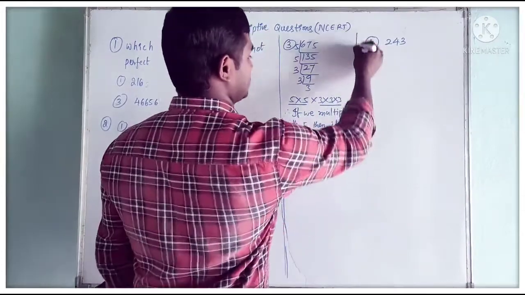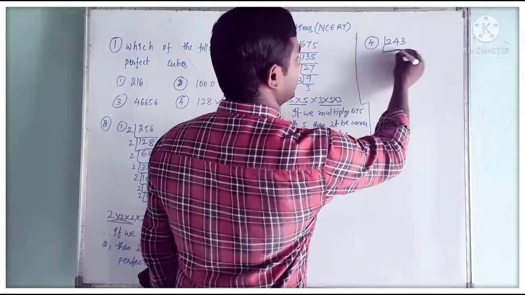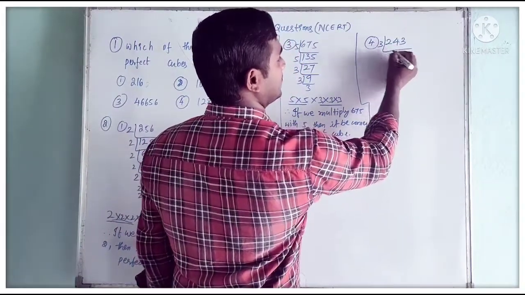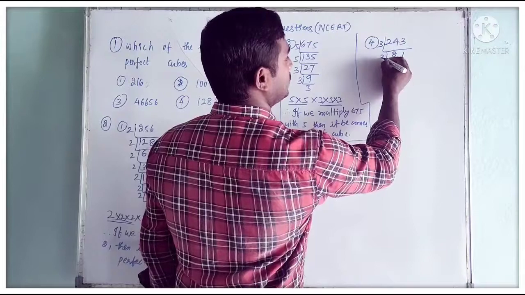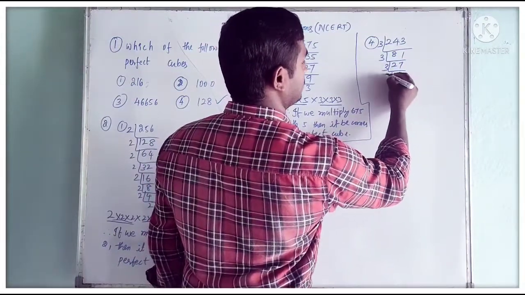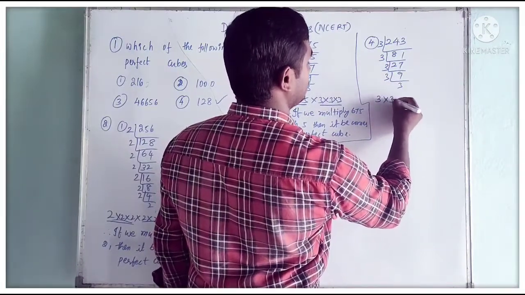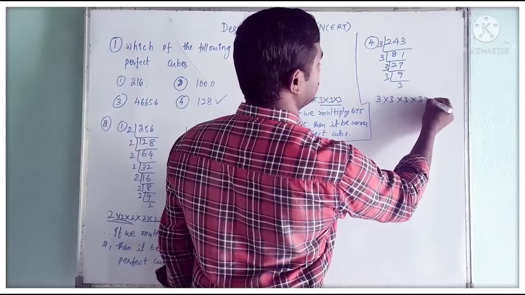Okay, next question, number 243. So do the prime factorization for 243. 3 eighty-ones, 3 twenty-sevens, 3 nines, 3 threes. So write down here: 3 into 3 into 3, 3 into 3 into 3.